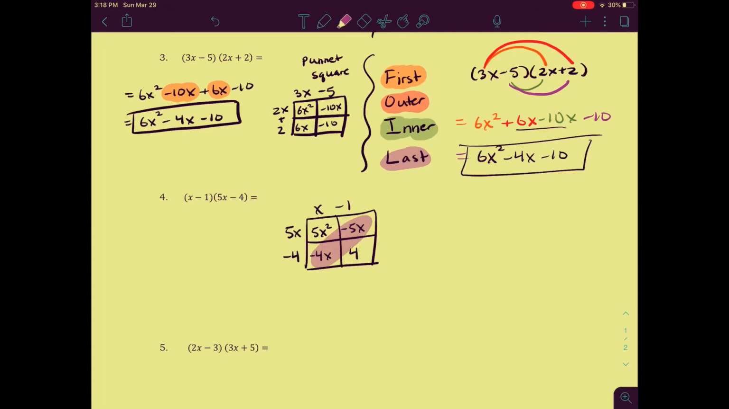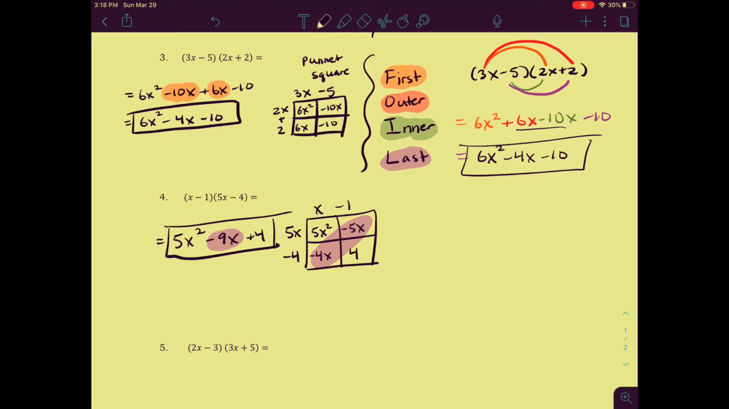One thing to note, I know that eventually I'm going to combine these, right? Those are my like terms. So I'm going to kind of just skip a step. I'm going to first write 5x squared because there's no other like term, right? There's no other x squared term. Now when I combine negative 4x and negative 5x, I get negative 9x. All right, so again, hopefully you can see where I got that negative 9x term. And then that plus 4 in the very bottom right box stays the same.